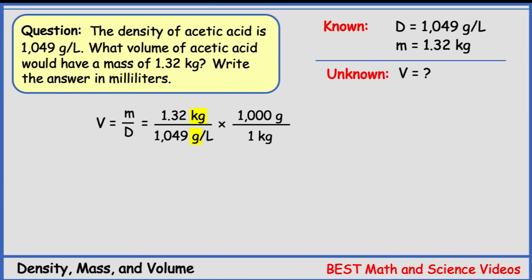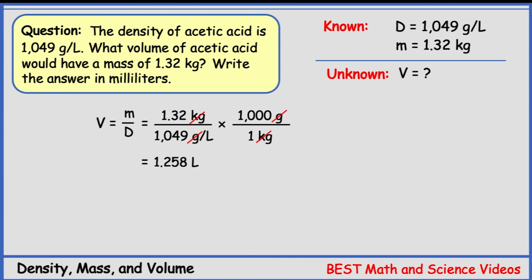I've chosen this conversion because 1,000 grams is equal to 1 kilogram, so we're not changing the value when we multiply by this. We're only changing the units. And we put grams in the numerator and kilograms in the denominator so that we can cancel units. If you are unsure why we can do this, watch our video on converting units. So now, the kilograms cancel and the grams cancel. And we can use a calculator to find that the volume is 1.258 liters.